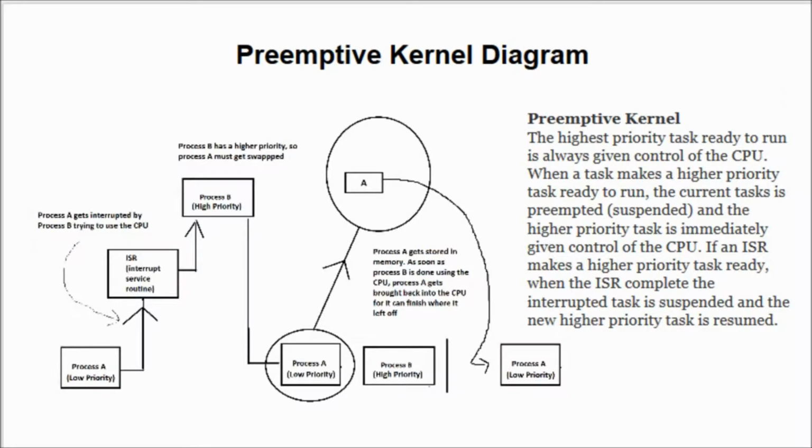Preemptive kernel diagram. The highest priority task ready to run is always given control of the CPU. When a task makes a higher priority task ready to run, the current task is preempted, suspended, and the higher priority task is immediately given control of the CPU. If an ISR makes a higher priority task ready, when the ISR completes, the interrupted task is suspended and the new higher priority task is resumed. So let's take a look at this diagram right here.